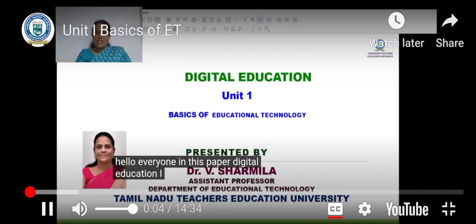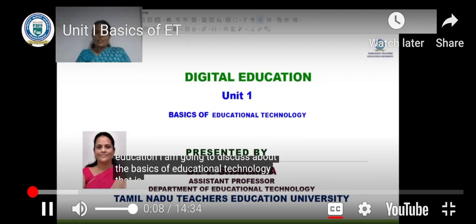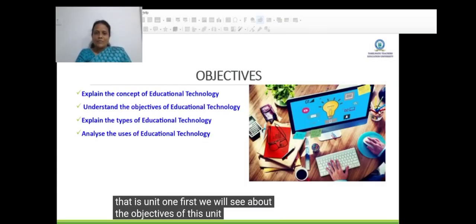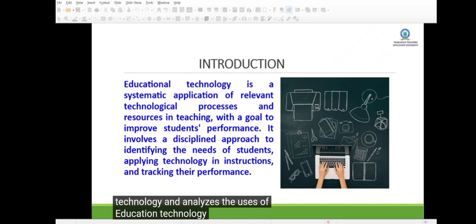For the paper Digital Education, I am going to discuss the basics of educational technology. That is Unit 1. First, we will see the objectives of this unit. After going through this module, you will be able to explain the concept of education technology, understand the objectives of education technology, explain the types of education technology, and analyze the uses of education technology.